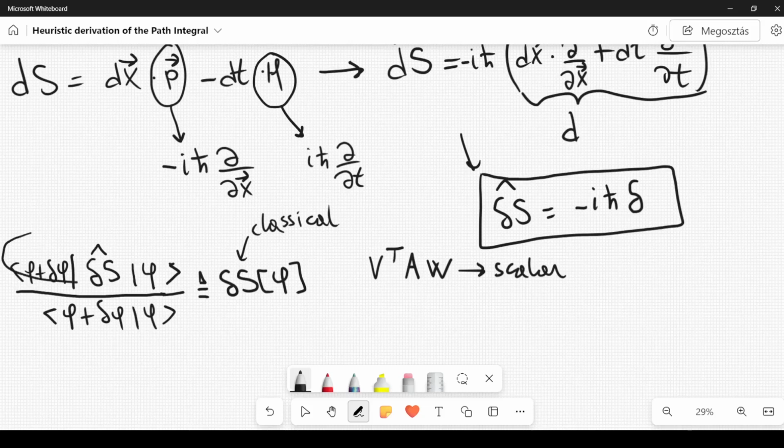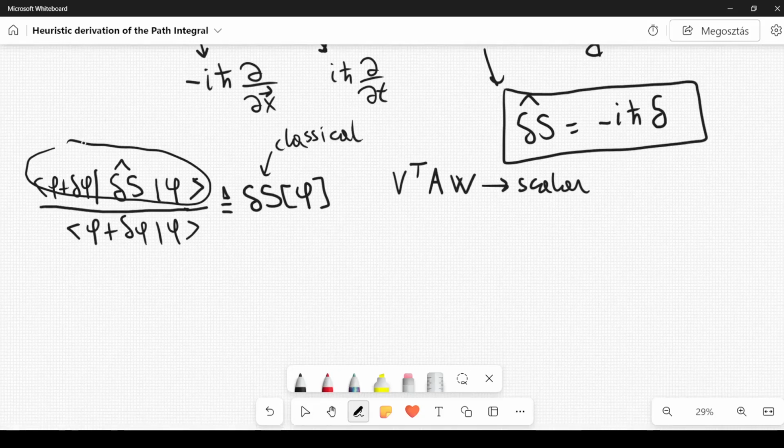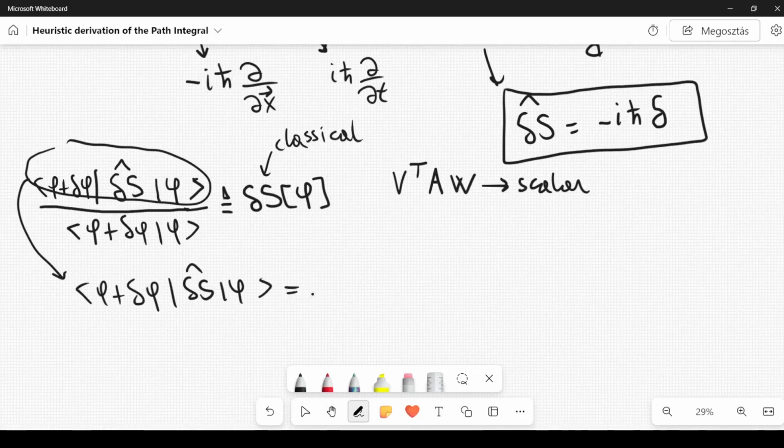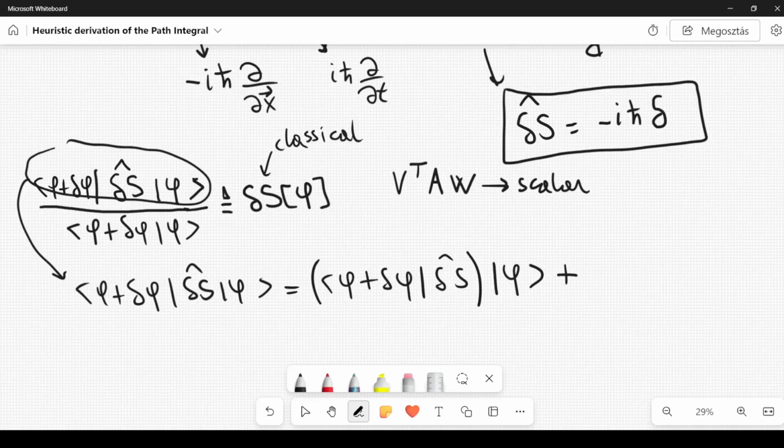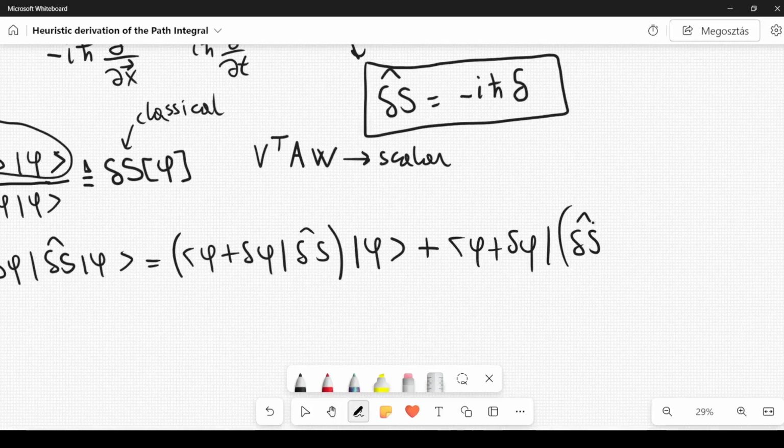Now let me rewrite this average here in the numerator. Let me rewrite it like this: phi plus delta phi, delta S, phi. This should be interpreted like this. So delta S first is going to act on the bra vector like this, and then you take the inner product with the state phi, plus, and then you have the bra vector, and then we are going to act with delta S on the other state, which is phi, and here you take the inner product.